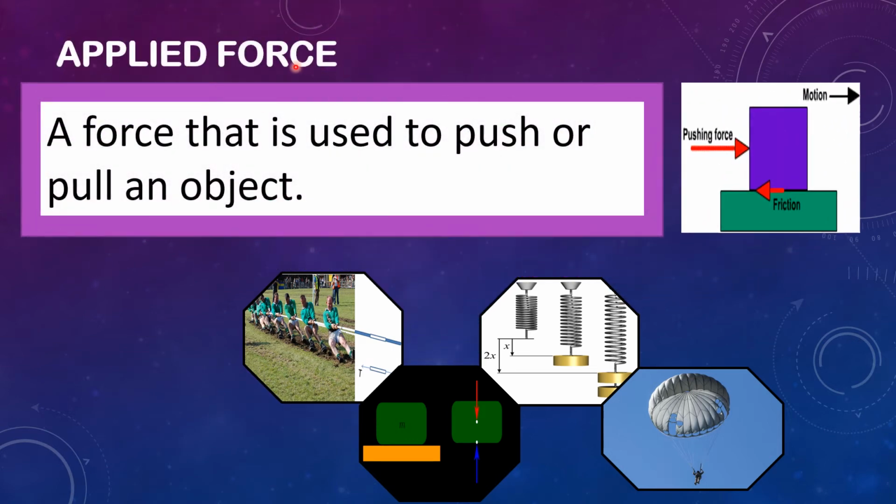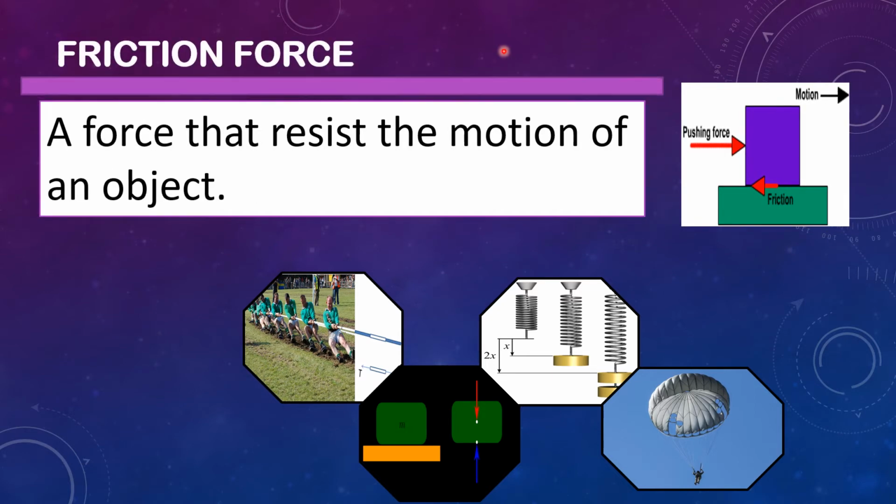First one, we have applied force, a force that is used to push or pull an object. Okay, so again, when you are referring to push or pull, that is applied force. You are exerting an applied force in order to move this box. Next one, friction force, a force that resists the motion of an object. When you are pushing or pulling an object, there is always friction. Without the friction force, everything will continuously move or slide down.